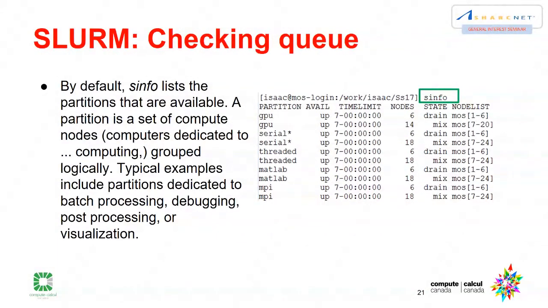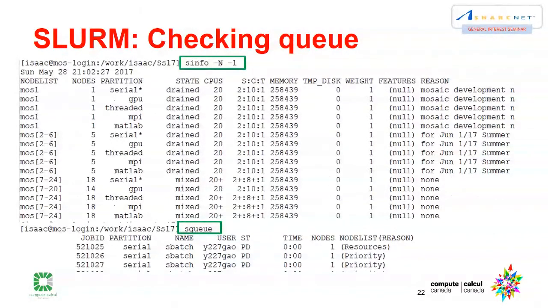By default, SINFO lists the partitions that are available. This is a little bit of a difficult word, so let me just explain. A partition is a set of compute nodes. So SINFO will typically give you all the partition information, what the status is, how many nodes are grouped together, and that kind of information is available. Sometimes people want to use some options using -n or -l together, or many different options. You can definitely see the multiple nodes available and some system information available as well.